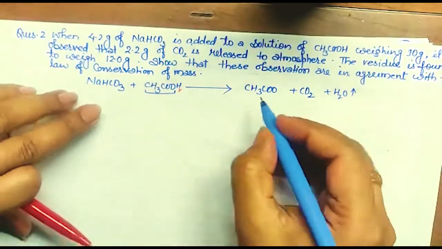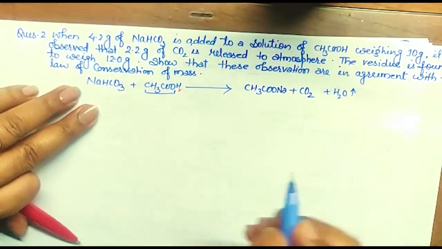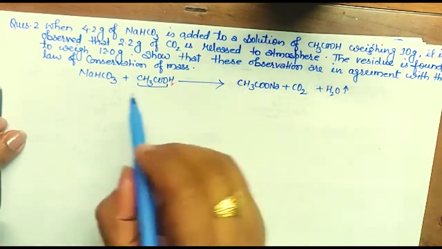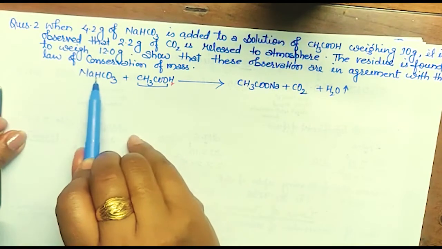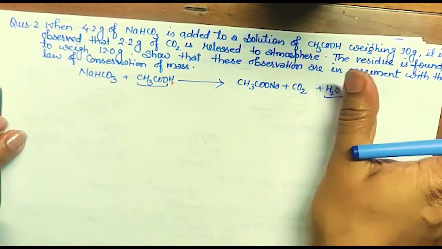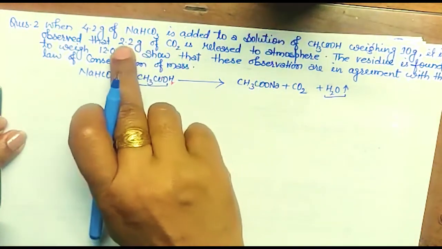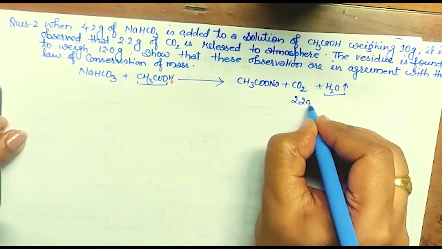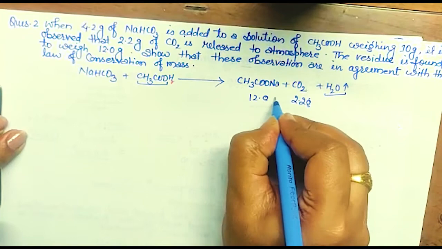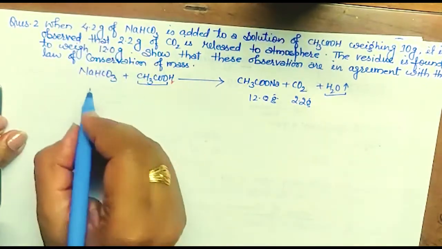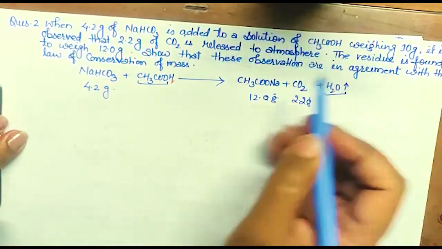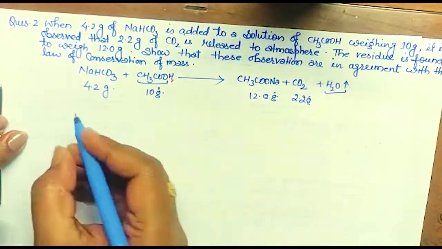Okay, so what is left? This is CH3COONa. Yes. So is it balanced? Check. Yes, 1H, 2H here and 1 oxygen. Yes, it is balanced. So we don't have to consider this weight. Is it clear? And this CO2, what is the weight for this? 2.2 gram. This residue is found to weigh 12 gram. Yes, 12 gram. And 4.2 gram of NaHCO3 we have taken to the solution of weighing 10 gram. Okay. So what we have to show?